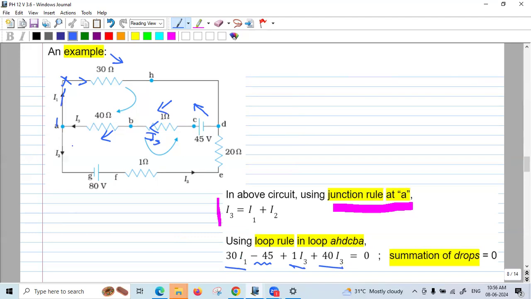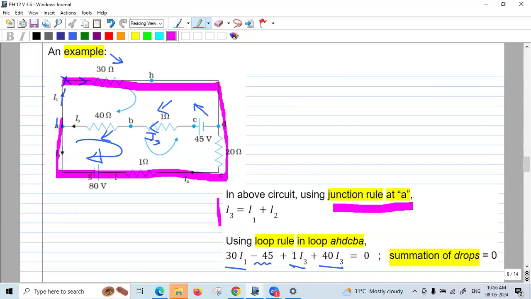Similarly, I can write the equation for the second loop also, and if you do that, you get the second equation. I can also consider this as a loop. Any closed path is a loop. So I can consider even this as my third loop.